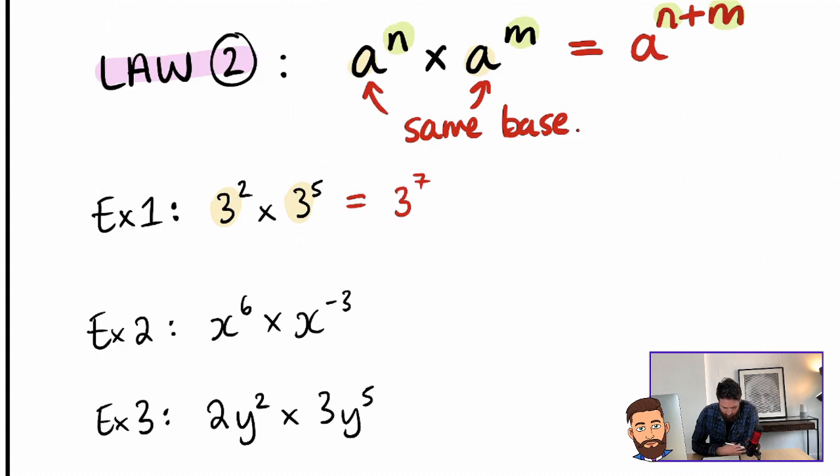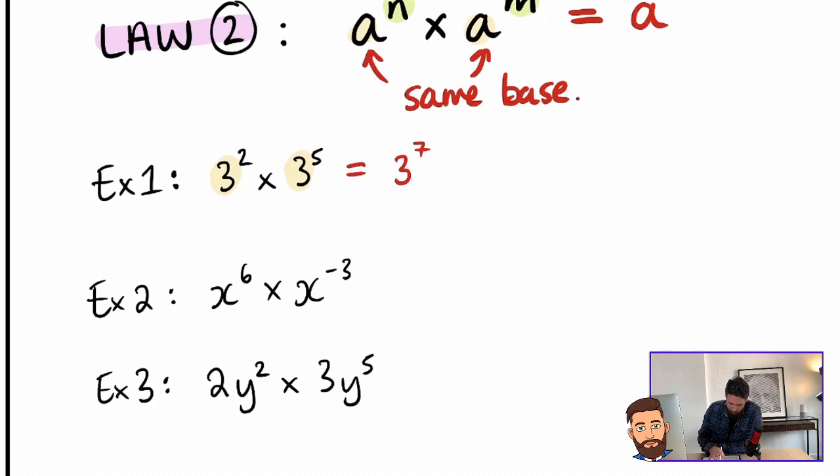Sometimes I'll ask you to write that out as a whole number because 3 to the power 7, remember, means 3 times 3 times 3, 7 times. But they wouldn't expect you to do that without a calculator. So why is it 3 to the power 7? Why does this rule work? Why, when we times, do we add? Why is that? Well, it's for this reason.